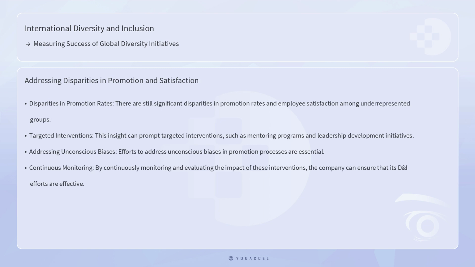For example, suppose the company finds that while overall representation of underrepresented groups has increased, there are still significant disparities in promotion rates and employee satisfaction among these groups. This insight can prompt targeted interventions, such as mentoring programs, leadership development initiatives, and efforts to address unconscious biases in promotion processes. By continuously monitoring and evaluating the impact of these interventions, the company can ensure that its D&I efforts are effective and aligned with its broader business goals.